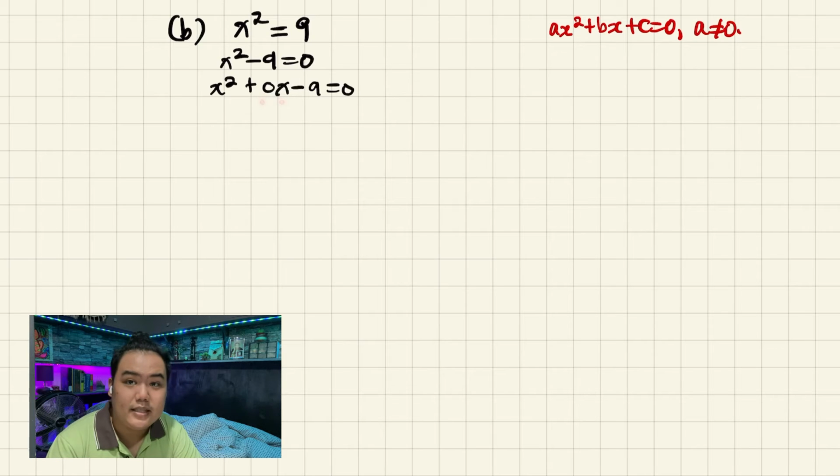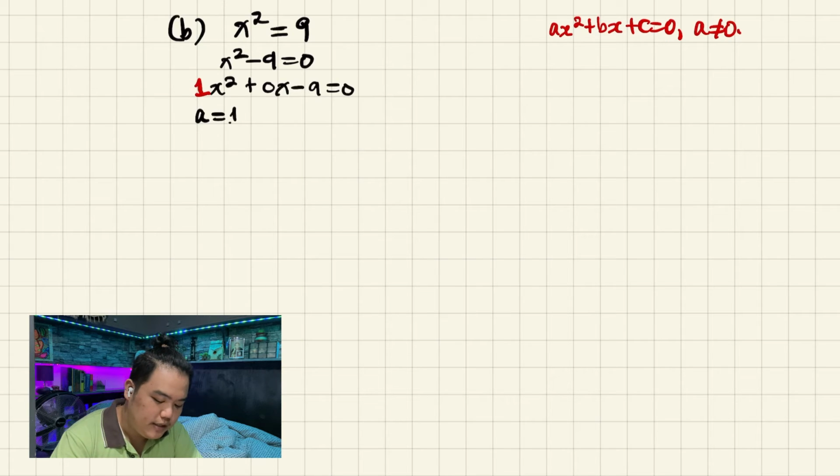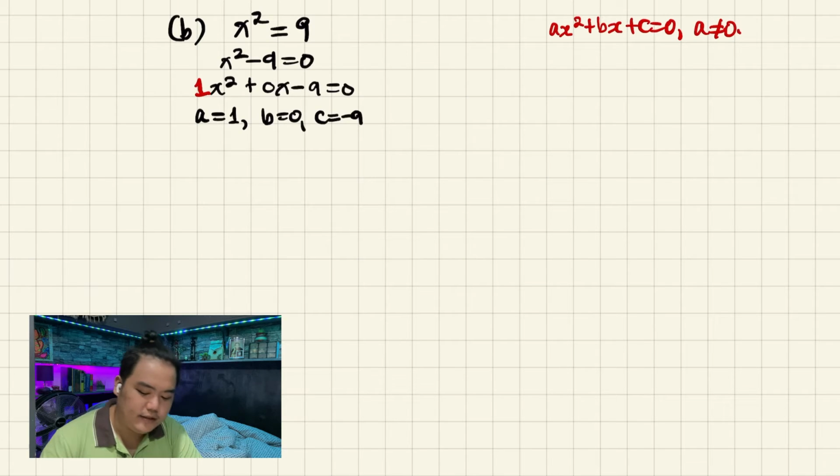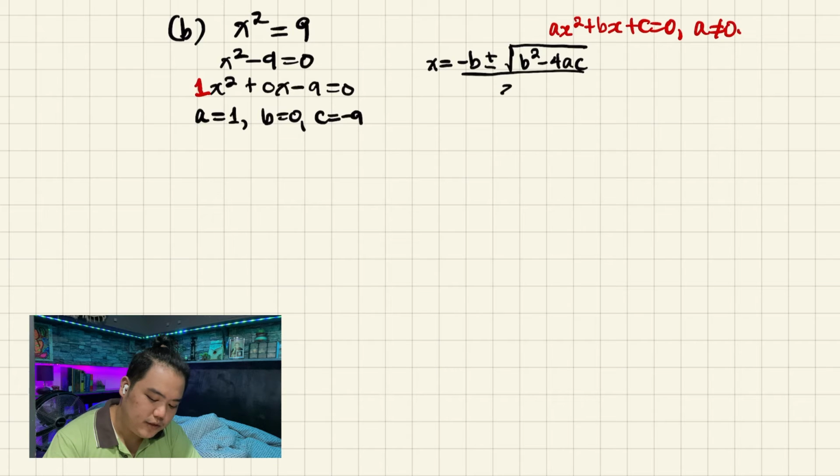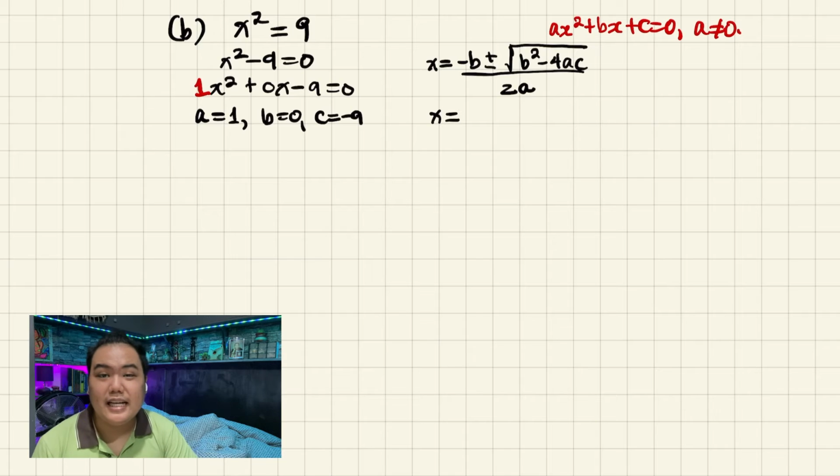0 times x is 0. And ang coefficient dito ay 1. Let us identify a, b, and c. A is 1, b is 0, and c is negative 9. Yan ay pa-plug in natin sa quadratic formula na x equal to negative b plus minus square root of b square minus 4ac all over 2a. So, i-memorize niyo yung quadratic formula kasi gagamitin niyo yan hanggang mag-college kayo.